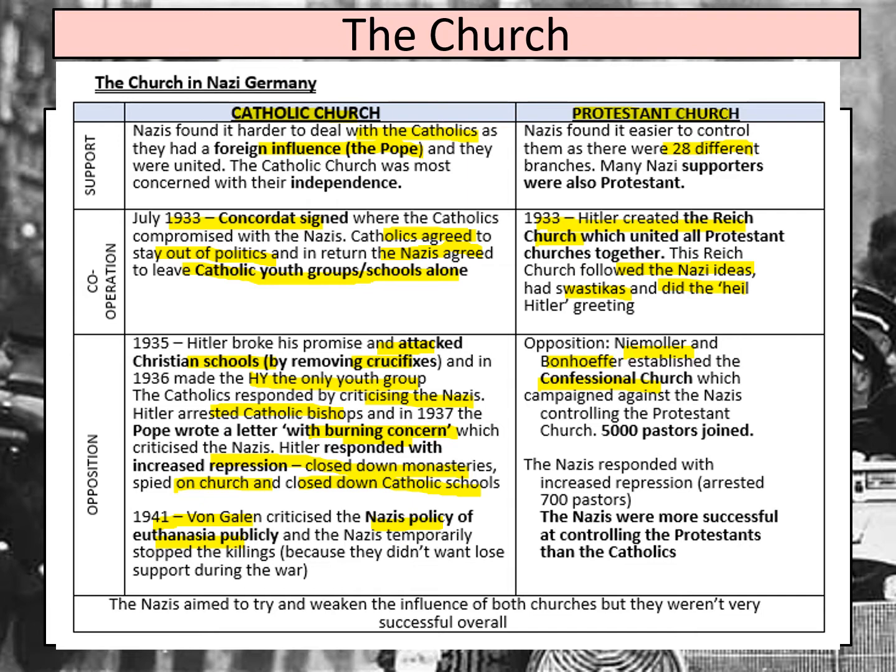Now, just like with the Catholics, when the Protestants rose up against them, the Nazis responded with repression, and they ended up arresting 700 of the church leaders. However, generally, the Nazis were more successful at controlling the Protestants than the Catholics. They found it easier to control them. So if we think about their overall aim, the Nazis had wanted to weaken the influence of both churches. They had achieved that to an extent, but people were still going there. But they certainly found it much easier to control the Protestants than the Catholics.